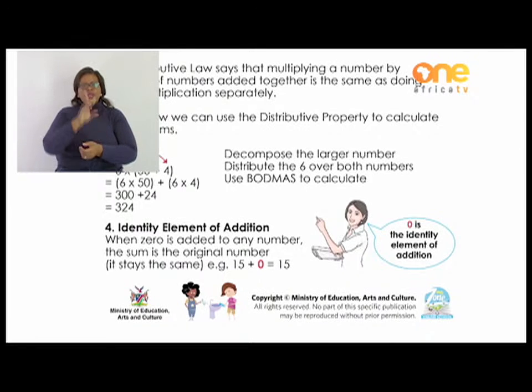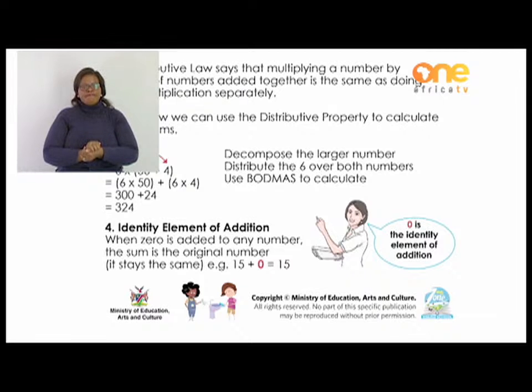Decompose the larger number, distribute the 6 over both numbers, use BODMAS to calculate. So that is just the explanation or the steps that one has to use to get to the final answer. The three statements are just steps or guides to show you how to get to the last number or to apply that property.